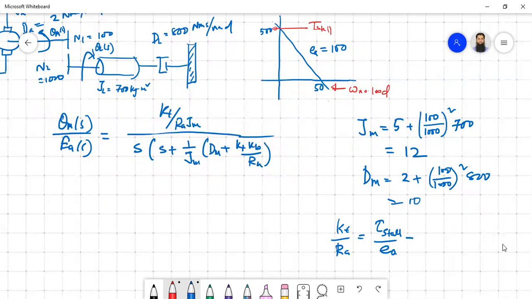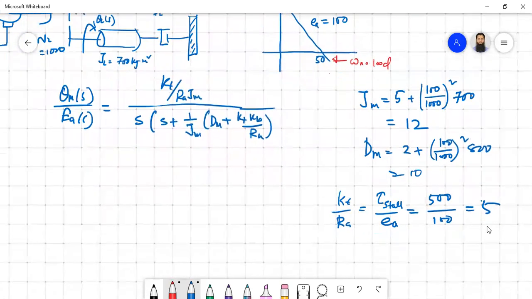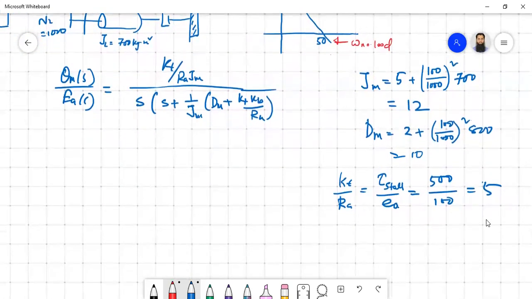Okay, so tau stall is 500 and Ea is 100. So you can easily find Kt by Ra will be approximately 5. As well as what about the Kb? Kb is Ea by omega no load. So Ea is 100, omega no load is 50, so it's 2. So we can now directly put all the values here.